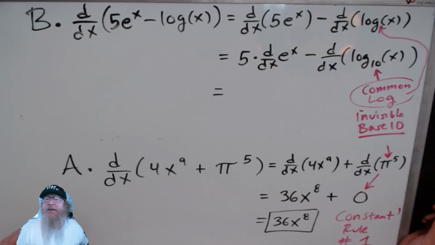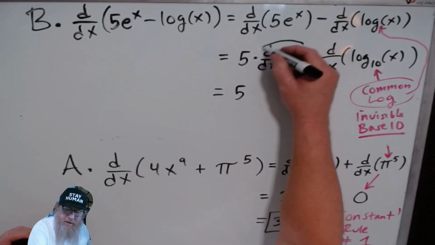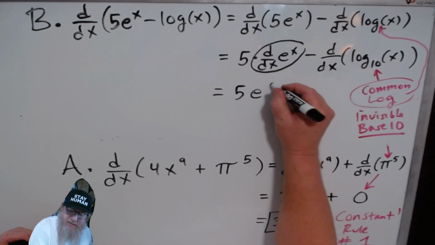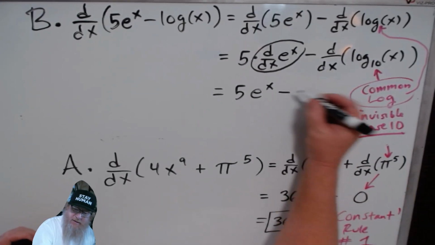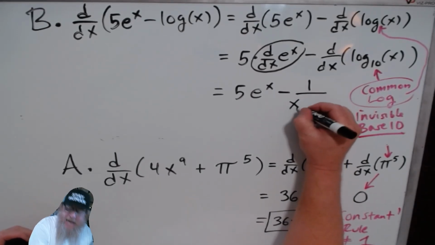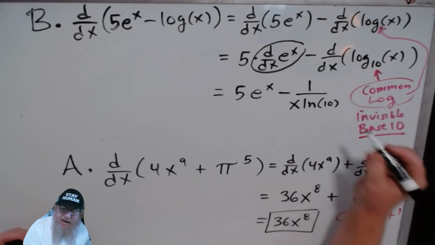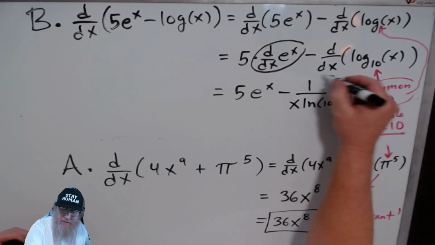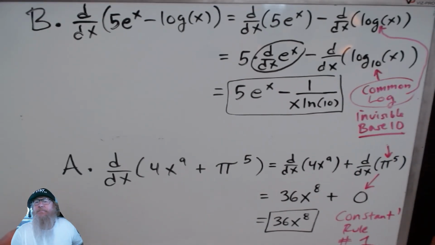Okay, so now we can finish this off. 5 is the constant. The derivative of e to the x is just e to the x. The derivative of log is 1 over x ln of the base, which is 10. There you go.